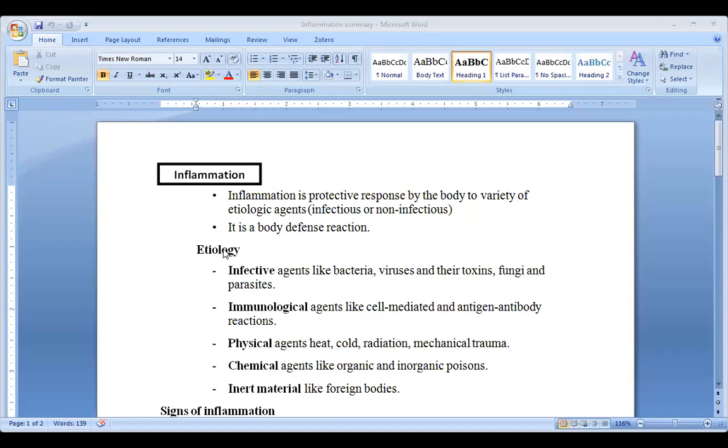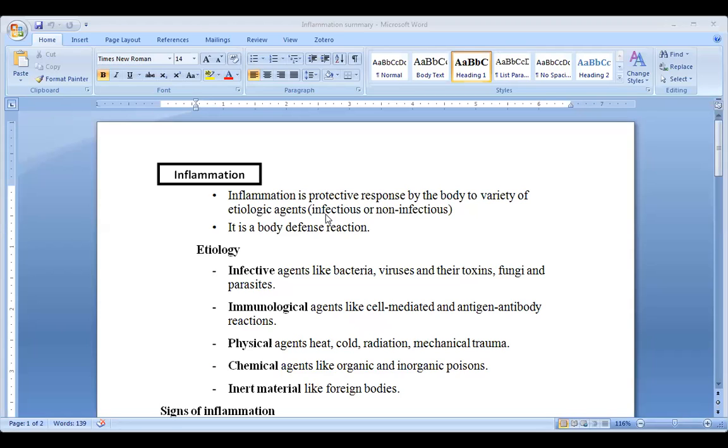Now today we are going to see inflammation. Okay. Audio is clear? Yes, ma'am. Okay. Inflammation means what? What do you mean by inflammation? Swelling. Yes, swelling, redness. That is the protective sign shown by the body.